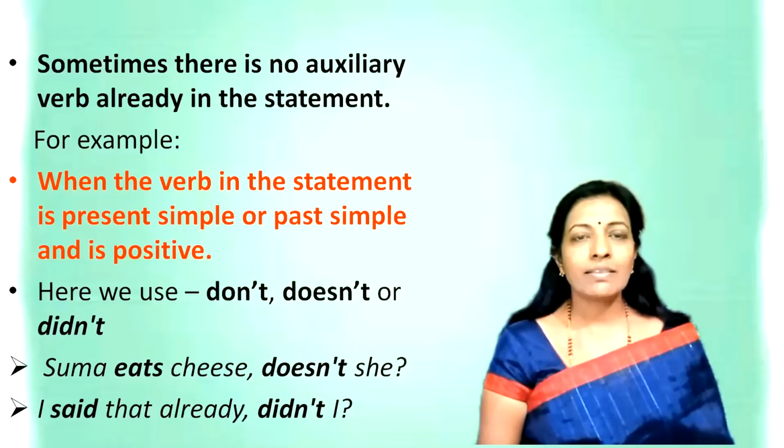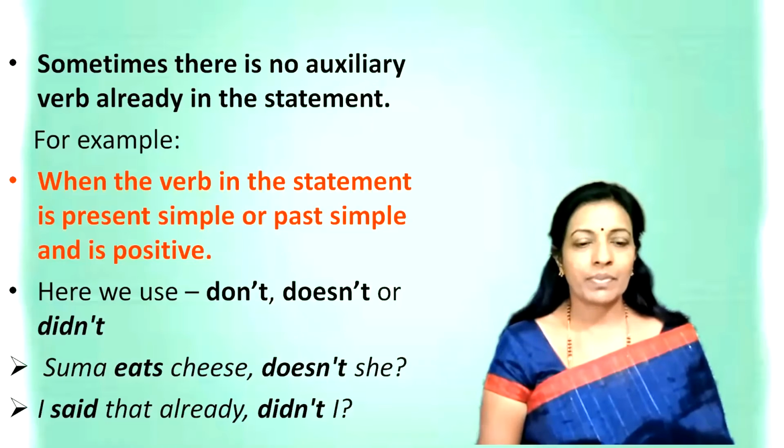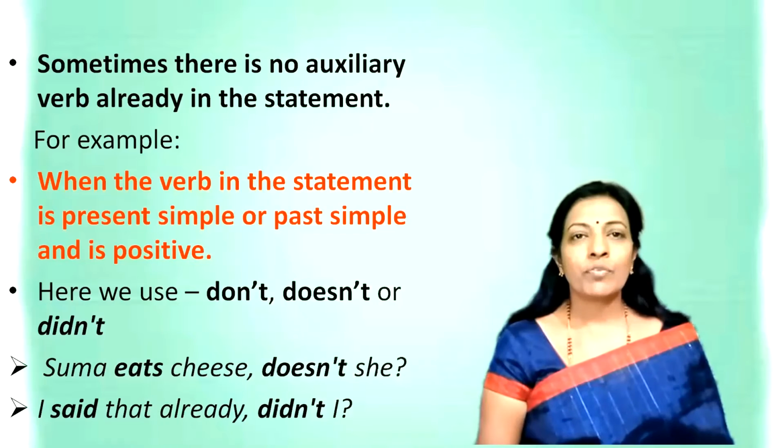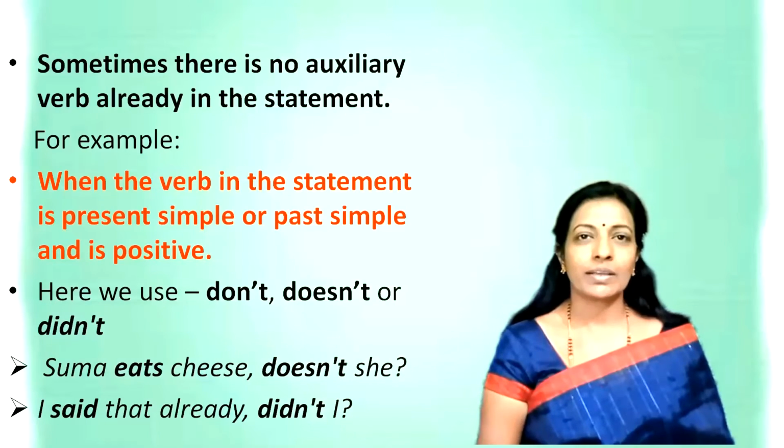Similarly, I said that already. Again, there is no auxiliary verb in this statement. The sentence is in simple past tense. Therefore, we use didn't I in the question tag.